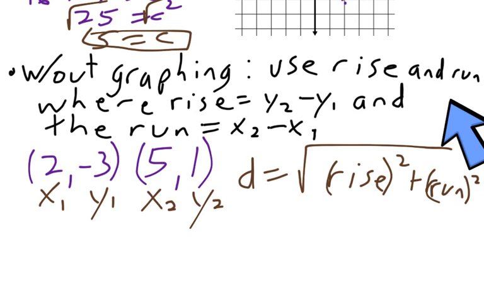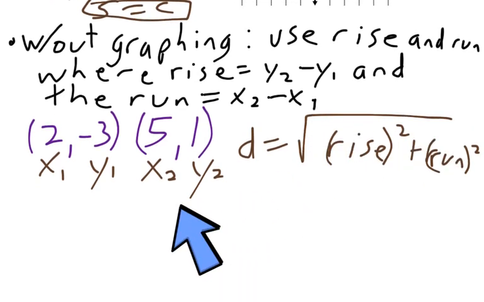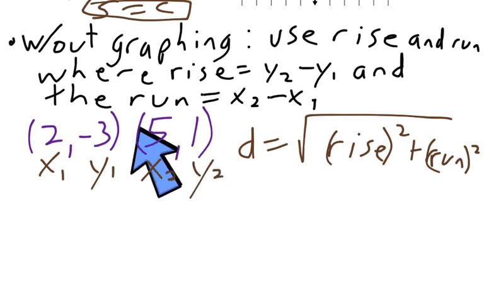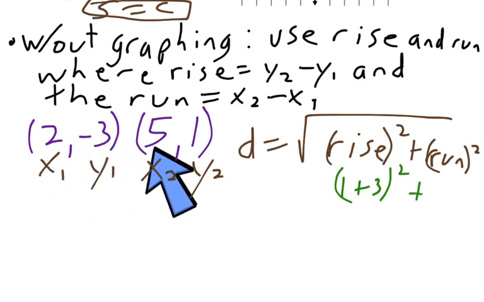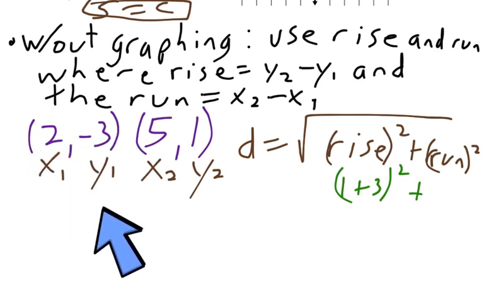So these are the same steps as the Pythagorean theorem. They're just written a little bit differently. So just think it's a squared plus b squared, and then your last step is to take the square root. So I'm going to plug those guys in. My rise would be y2 minus y1, so that would be 1 minus negative 3. And 1 minus negative 3 is really 1 plus 3. And then for my run, it's x2 minus x1, so it's 5 minus 2.